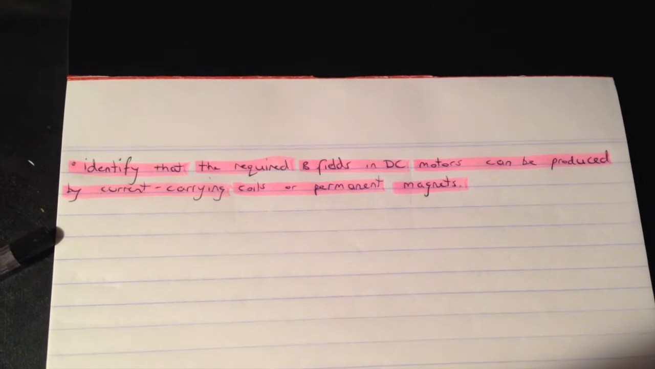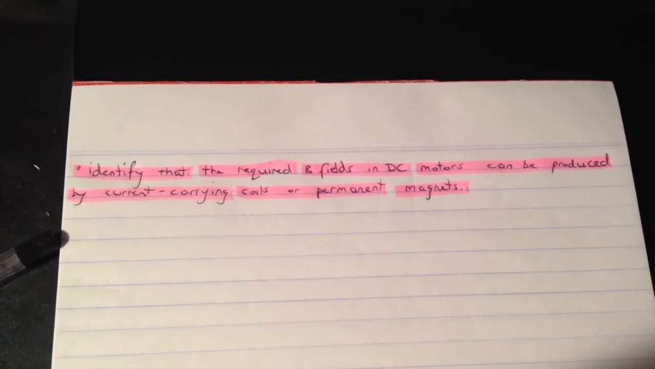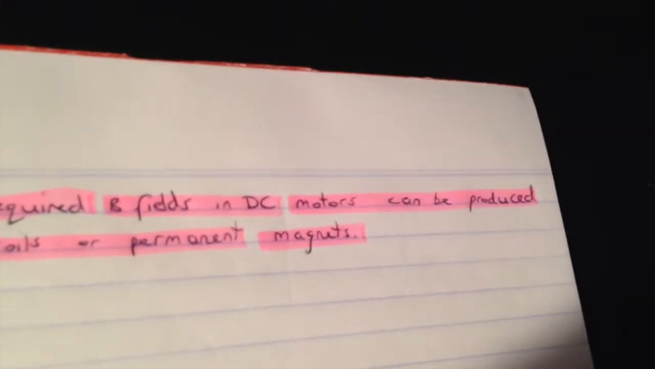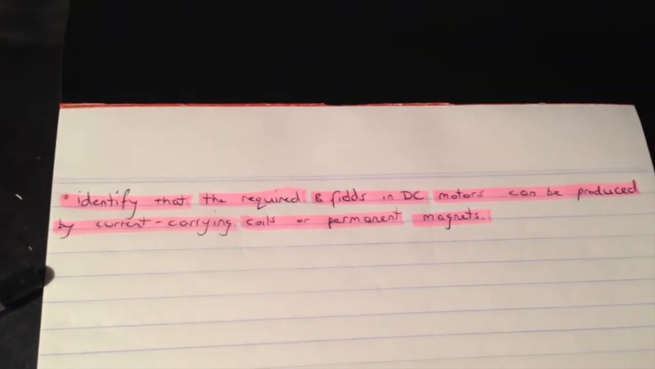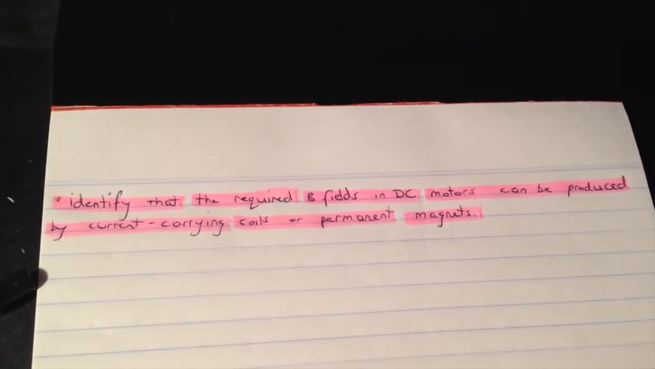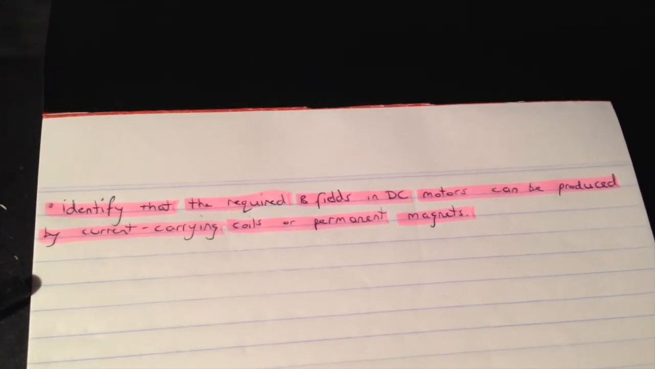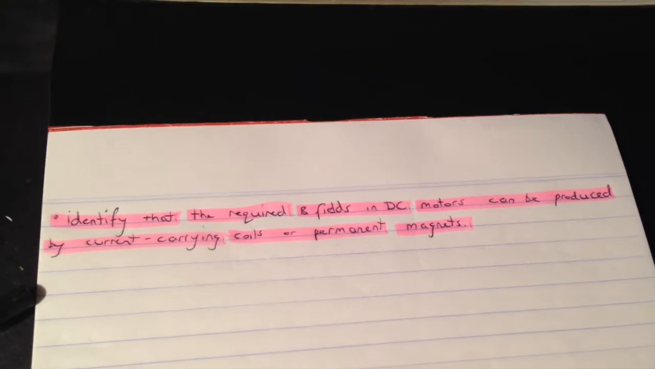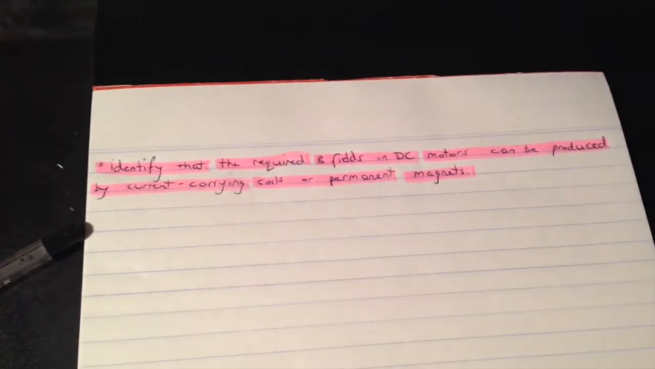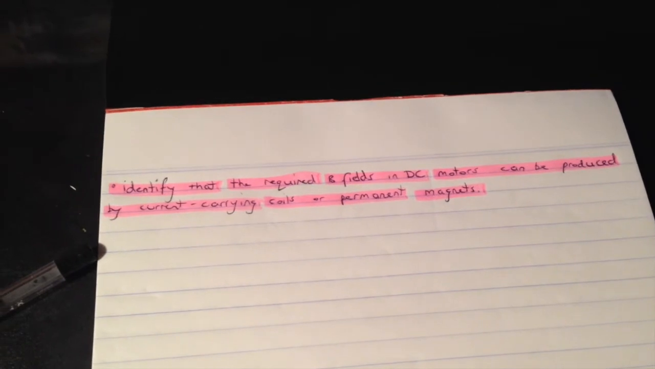Okay, so after you've scanned all of the information from each text, now it's time to literally draw a dot point and follow it with the actual details of the dot point. So: identify the required B fields in DC motors can be produced by current carrying coils or permanent magnets. That's the instruction I have to explain, given by the Board of Studies, and let's do it.